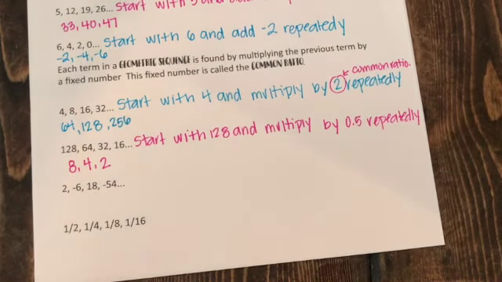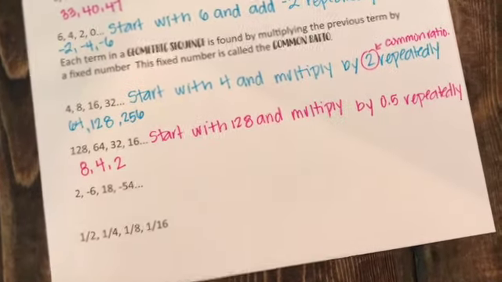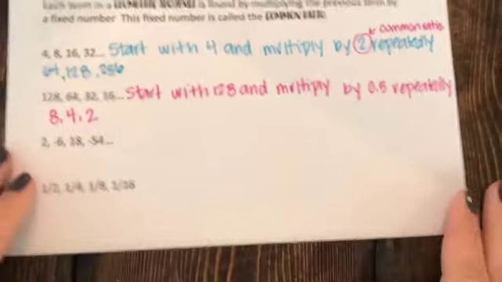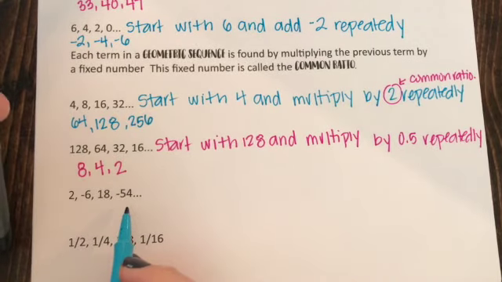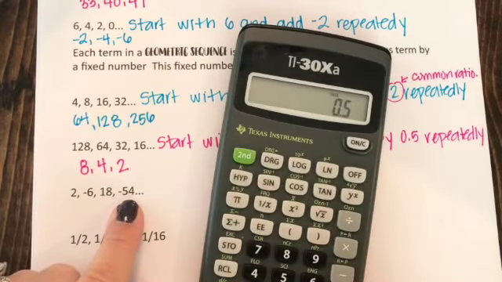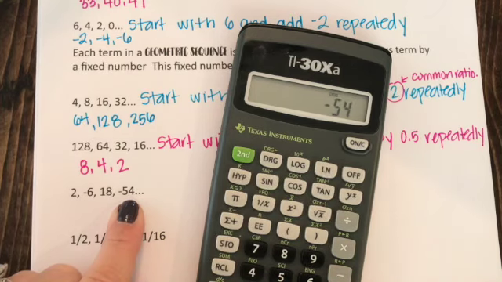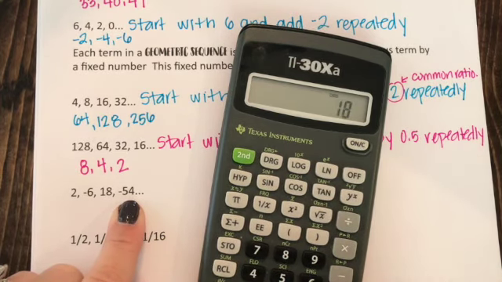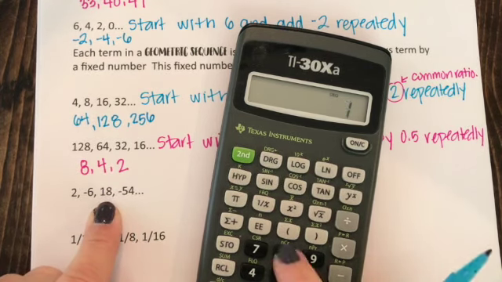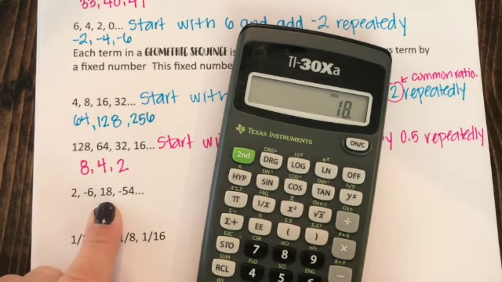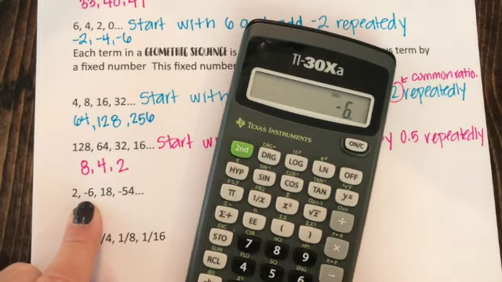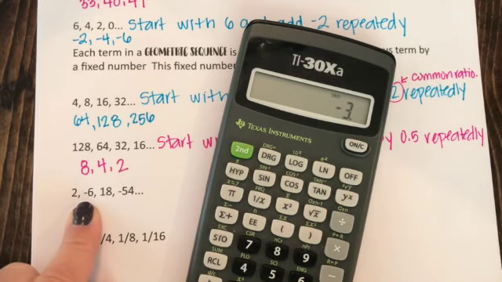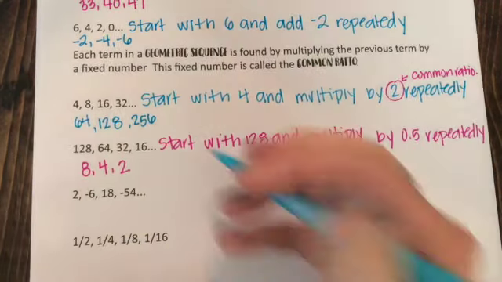Okay, look at the next one. It looks super weird because we're going positive 2, negative 6, positive 18, negative 54. Okay, so I know I'm not adding the same thing every time, but what is happening? So again, if you're not sure, start over here and do negative 54 divided by 18. That's negative 3. Well, what's 18 divided by negative 6? It's negative 3. What's negative 6 divided by 2? Negative 3. I'm multiplying by a negative.